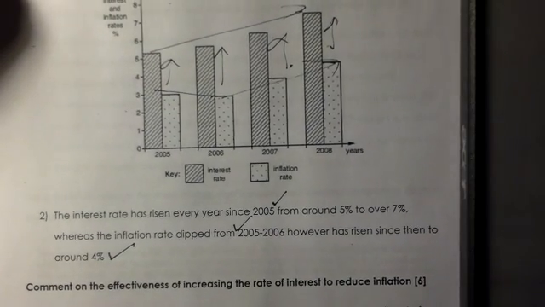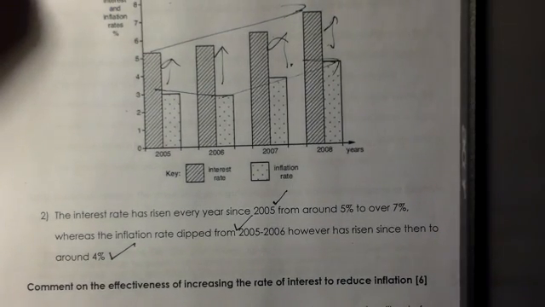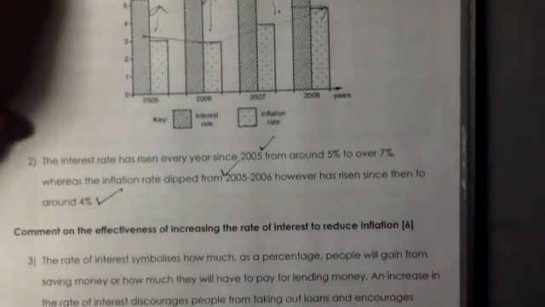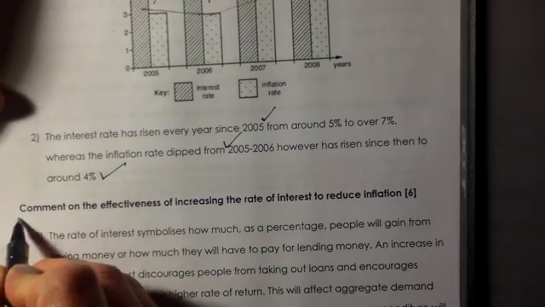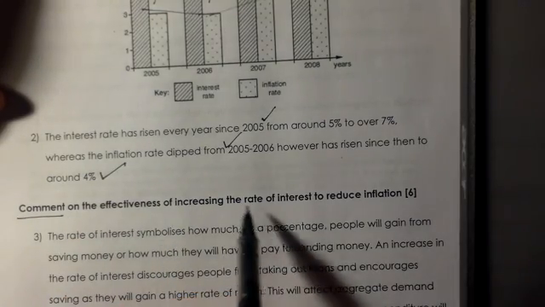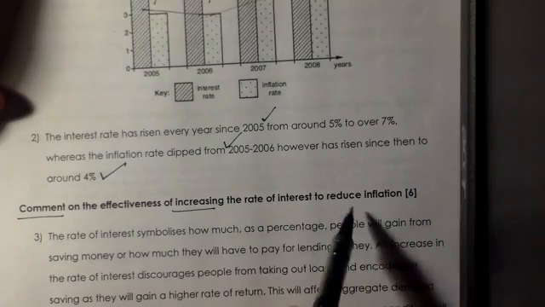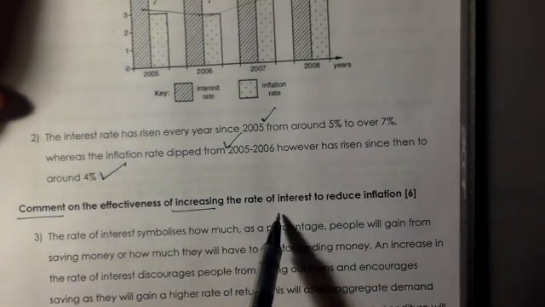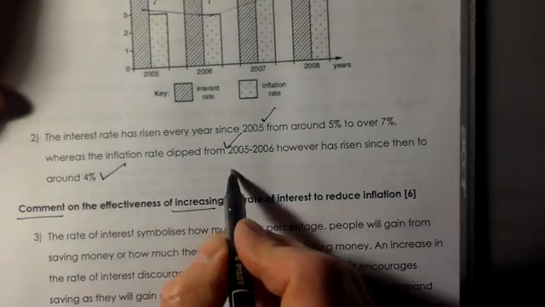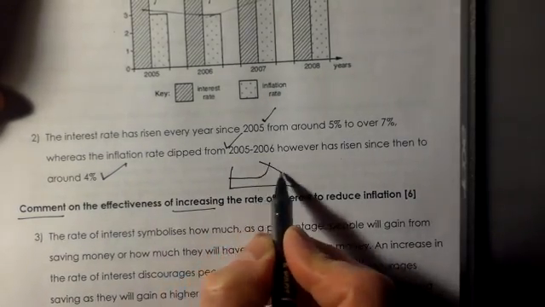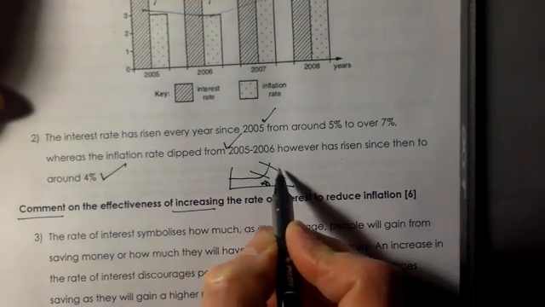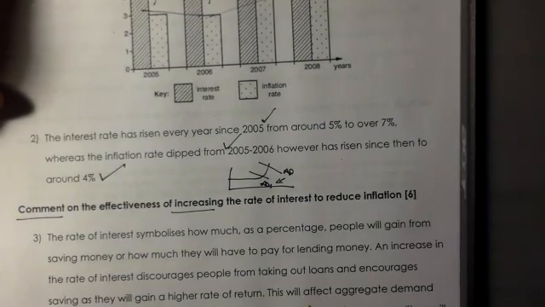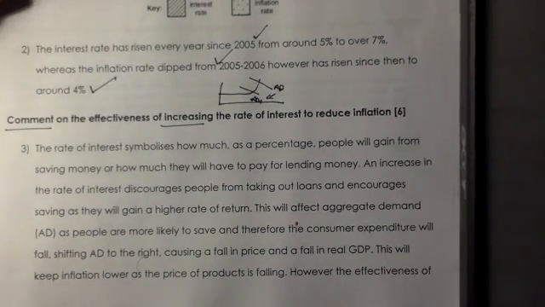The next question is comment on the effectiveness of increasing the rate of interest to reduce inflation. As it's a comment question, you're looking at how increasing the rate of interest would reduce inflation, and then why maybe increasing the rate of interest would not reduce inflation. And essentially you're looking at a graph that would reduce aggregate demand within the economy and reduce the rate of inflation.